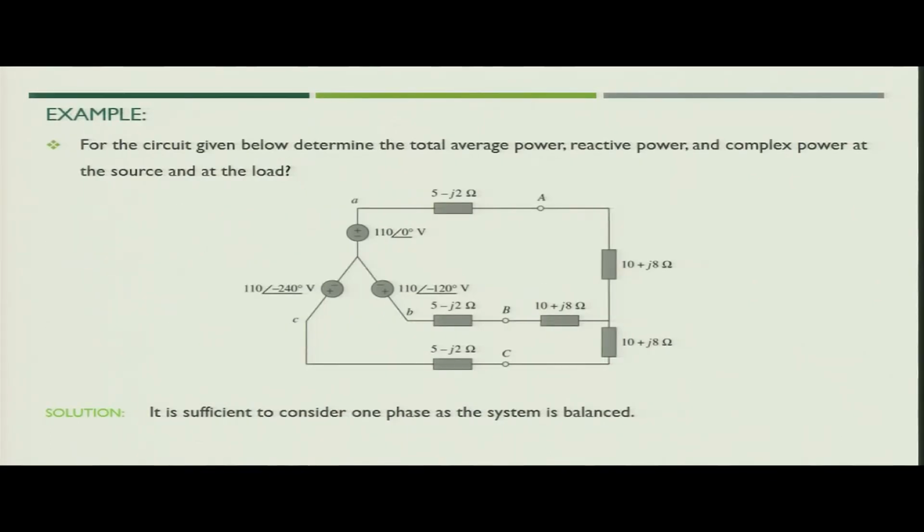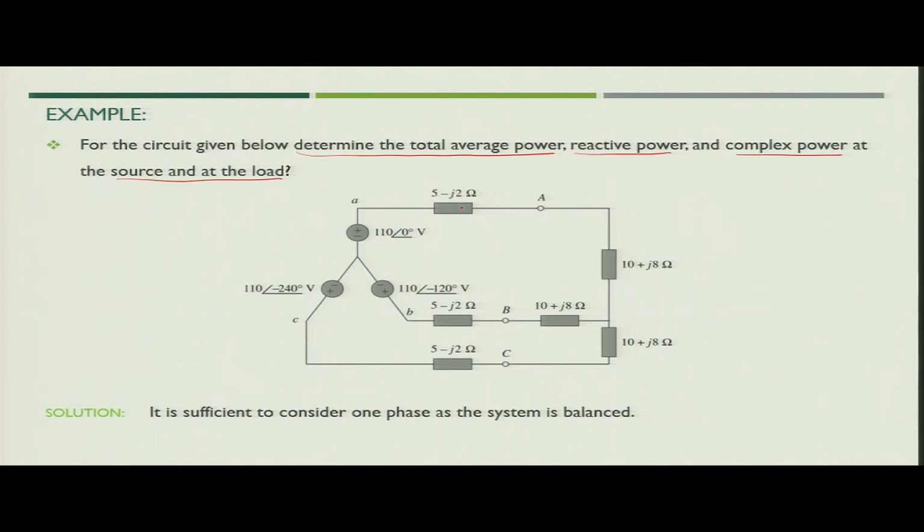Now, let us take one example to understand what we have discussed in relationship with the power. Let us see, there is one circuit as we see in the figure. We need to determine the total average power, reactive power and complex power at the source and at the load. Here, the source is star connected, the per phase voltage is 110 angle 0 degree for phase A, for phase B it is 110 angle minus 120 and for phase C it is 110 angle minus 240.